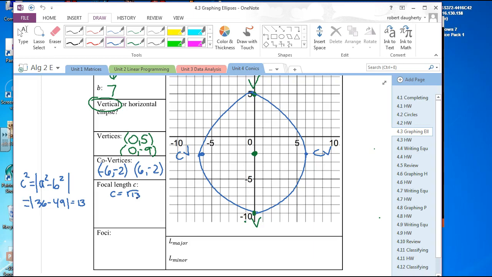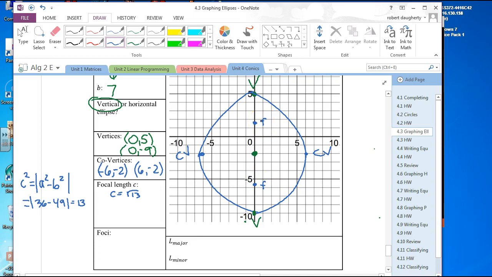Where are the foci going to be? Where would they be on this one? Will I go up or down or left or right? Yeah, it's going to be up or down. So c is going to tell me where this focal point is. So the square root of 13, anybody know that is what, 3 point something? So it tells me that if I go up 1, 2, 3 and some kind of fraction, and down 1, 2, 3 and some kind of fraction, those are going to be the two foci.